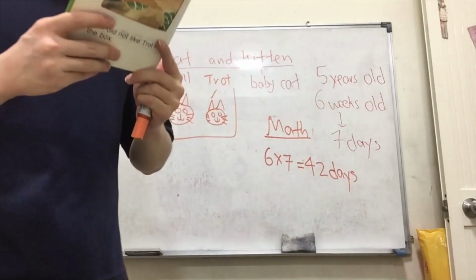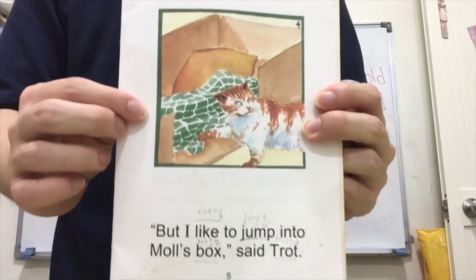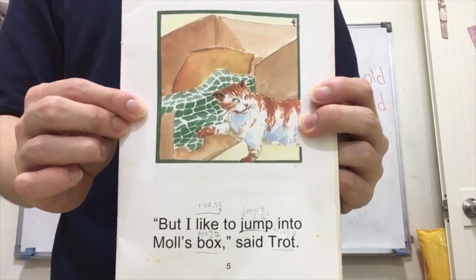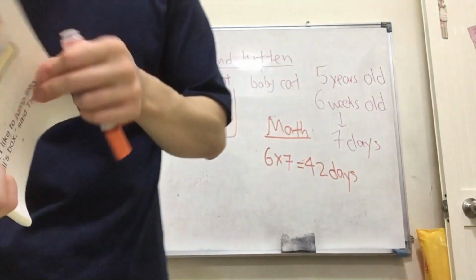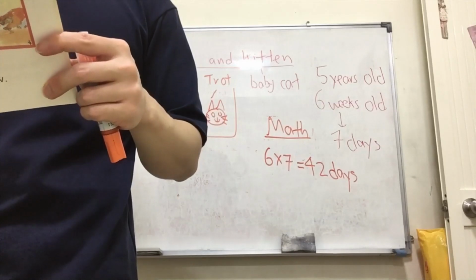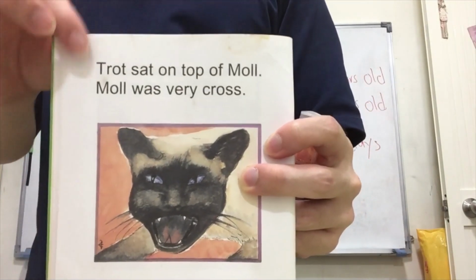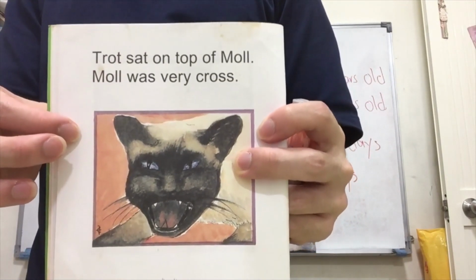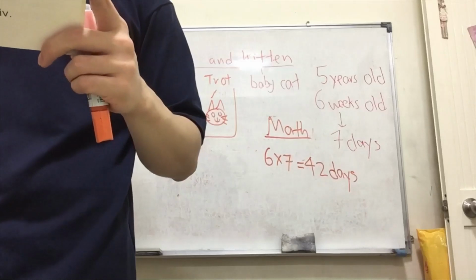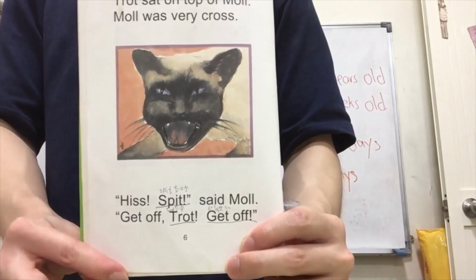But I like to jump into Moll's box, said Trot. Trot sat on top of Moll. Moll was very cross. Hiss! Spit! Said Moll. Get off, Trot. Get off.